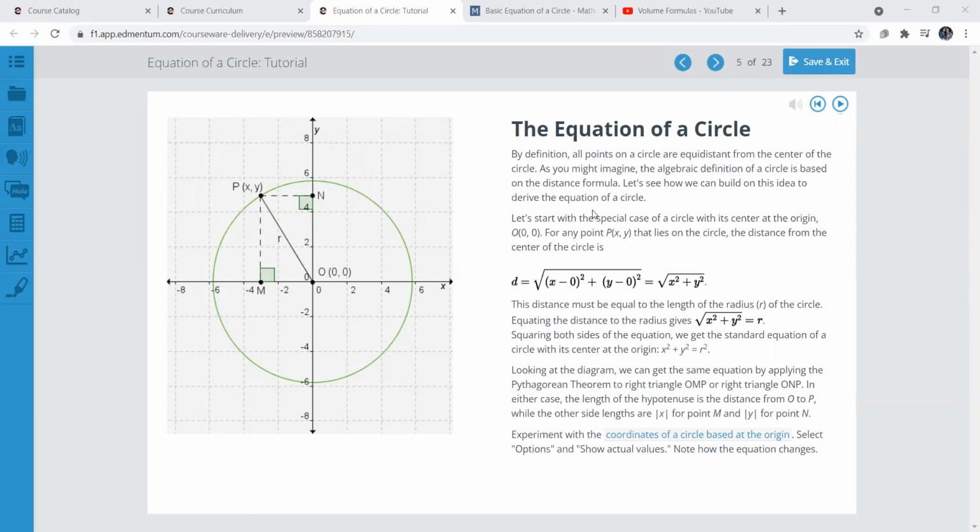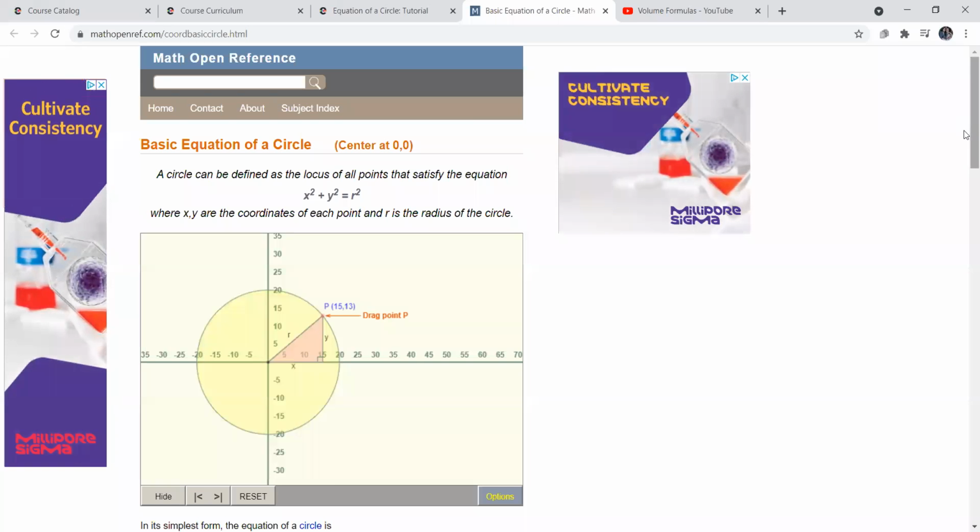By definition, all points on a circle are equidistant from the center of the circle. As you might imagine, the algebraic definition of a circle is based on the distance formula. Equidistant means that the points on the circle are the same distance from the center, okay? And this is the basic equation of a circle.